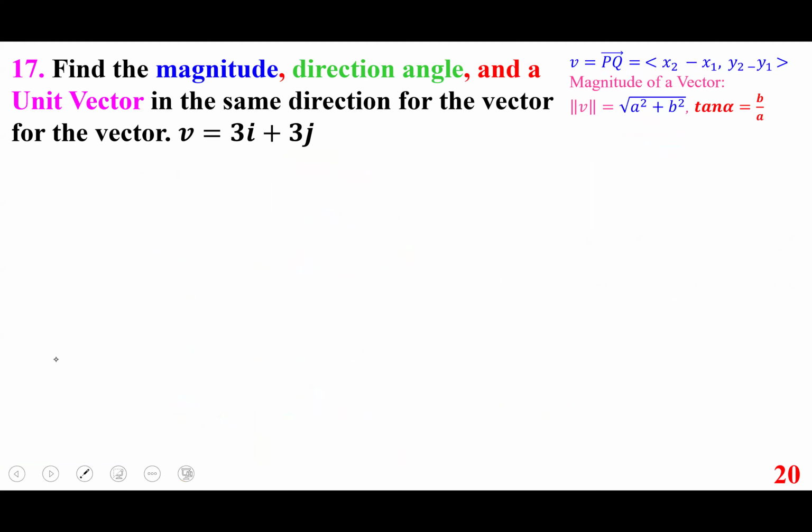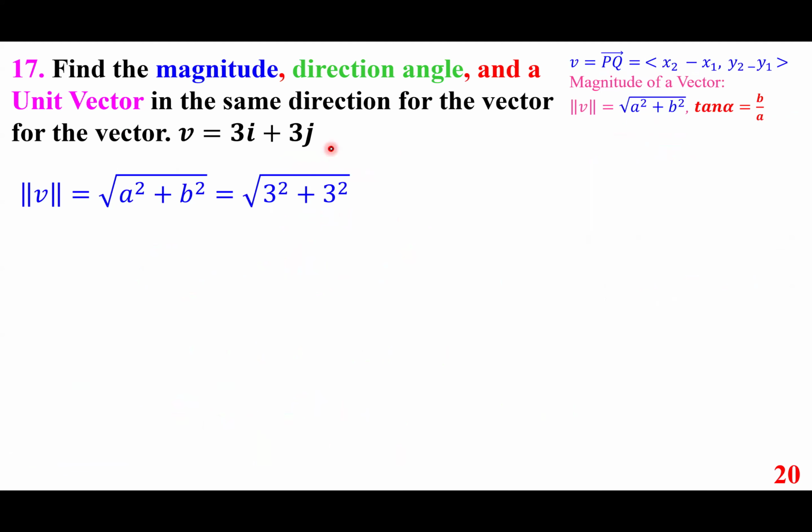Find the magnitude, direction angle, and a unit vector in the same direction for this vector. Well, the magnitude is basically a squared plus b squared under the radical, so 3 squared and 3 squared. That is 9 and 9, 18, and by now we should know 18 is 3 square root of 2. So that's the magnitude.